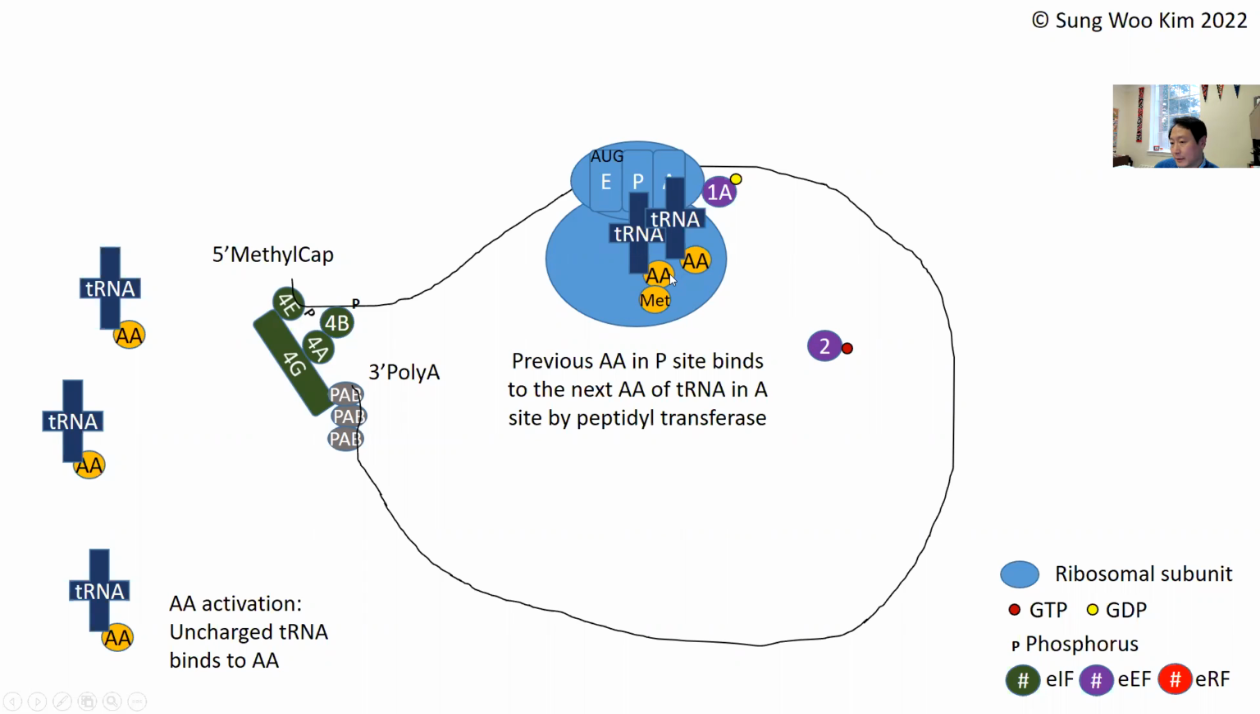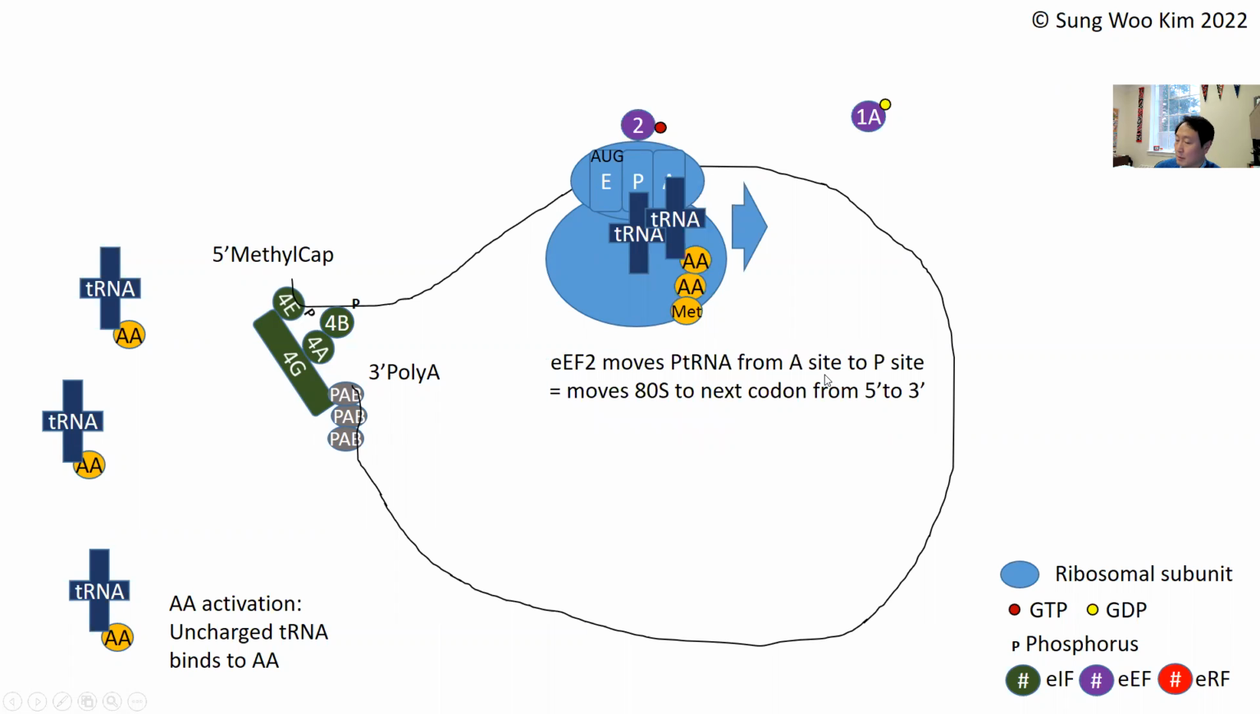And now I'm repeating here. This is a dipeptide with methionine and the next amino acid attached to the tRNA on the P site. This dipeptide will be attached to the new amino acid with tRNA on the A site, forming a tripeptide. But at the same time, elongation factor 2 with GTP will move the ribosome again to the next codon. So we'll move like that.